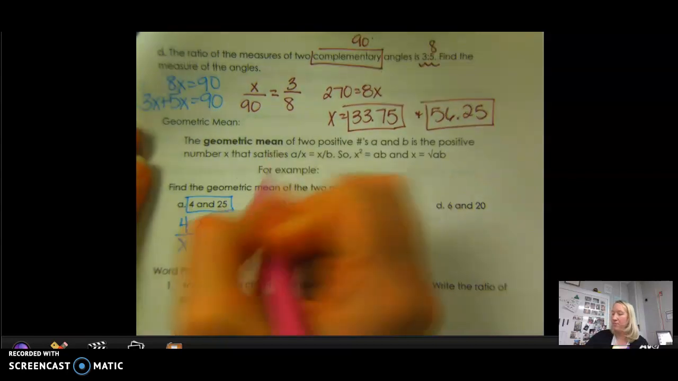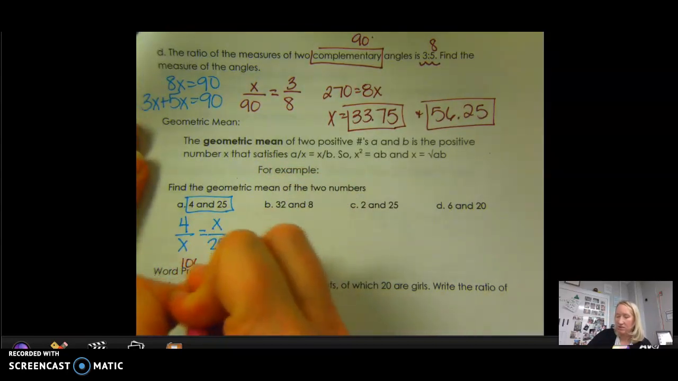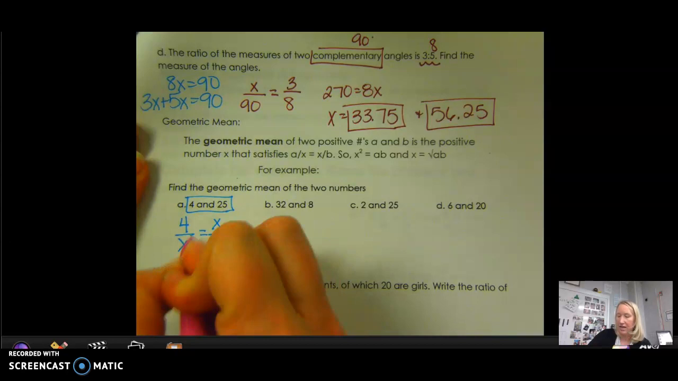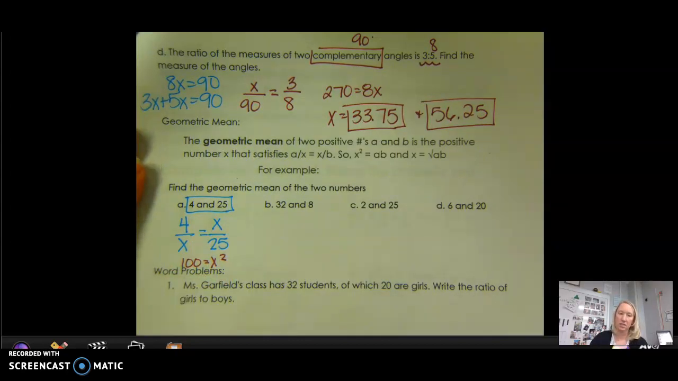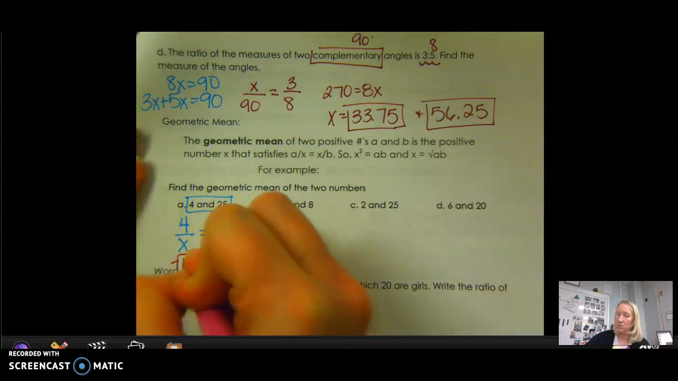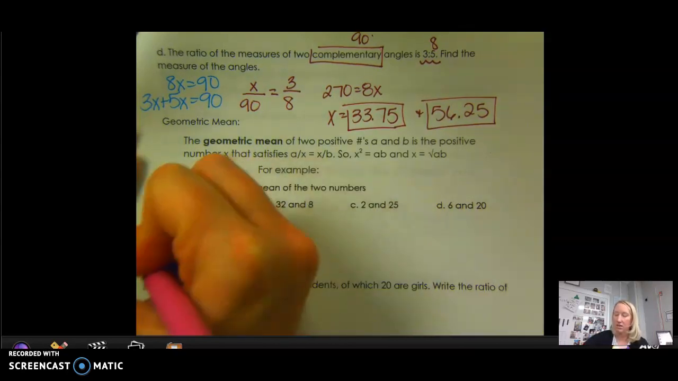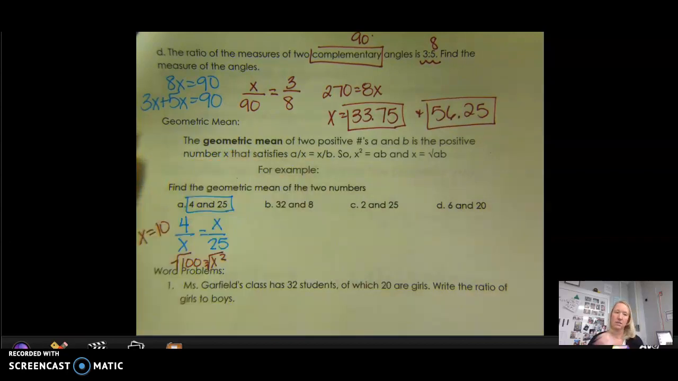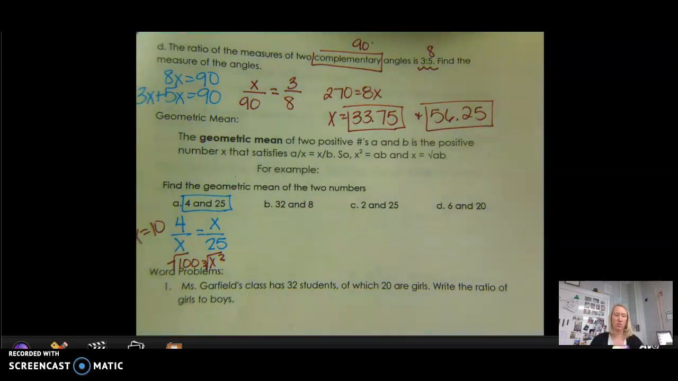You cross multiply, so I get 100, because 4 times 25 is 100, equals x squared. X times x is x squared. To get rid of an x squared back down to an x, I square root. So I'm going to square root both sides. Square root of 100 is 10. So that is the geometric mean of those two things.